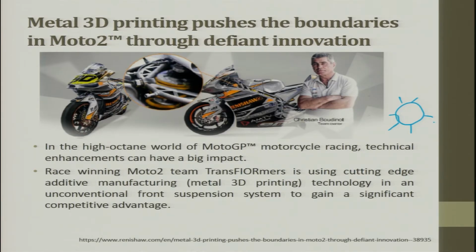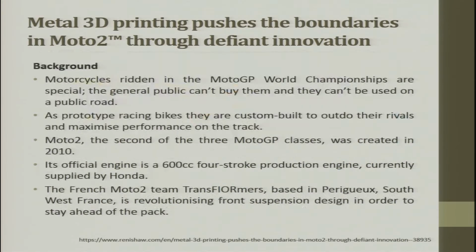You can also selectively strengthen the part wherever you identify a failure zone. Here alone you can have more material compared to the rest of the pipe; that is your decision. The race winning Moto2 team Transformers is using cutting edge additive manufacturing technique in an unconventional front suspension system to gain a significant competitive advantage. So the weight is reduced, the suspension quality has been enhanced, and the rider is given more comfort.